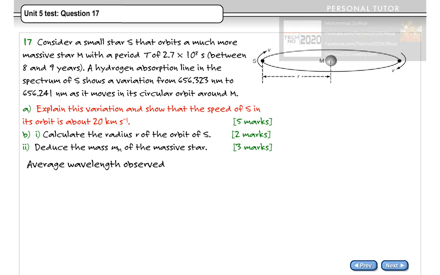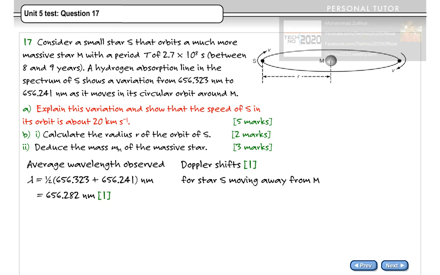The average wavelength is half the sum of the two wavelengths given, and it works out to be 656.282 nanometers. The Doppler shifts for star S as it moves directly away from and directly towards star M are calculated by working out the differences between the two wavelengths given in the question and this average wavelength. Moving away from M, this works out to be plus 0.041 nanometers.